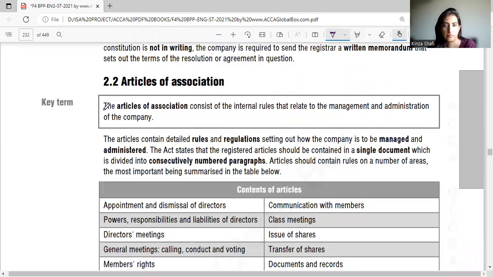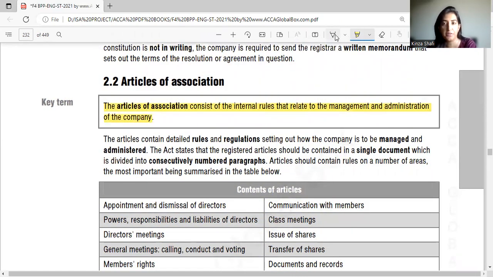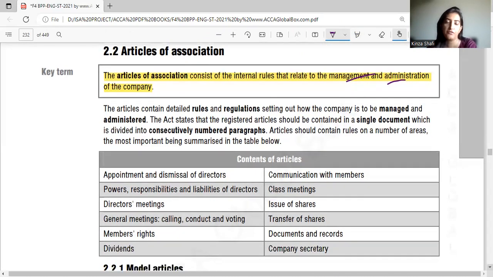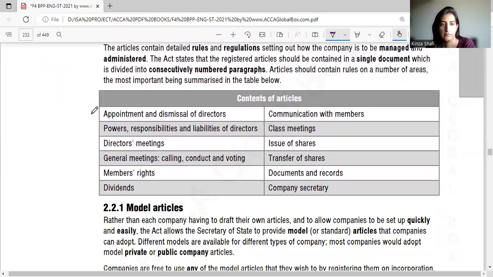Kinza, please read the articles of association. The articles of association consist of the internal rules that relate to the management and administration of the company. Okay, so just like F3, it's F2, it's internal management. So article of association is also internal. It's not for any other purpose. Content of the articles, what would be there?